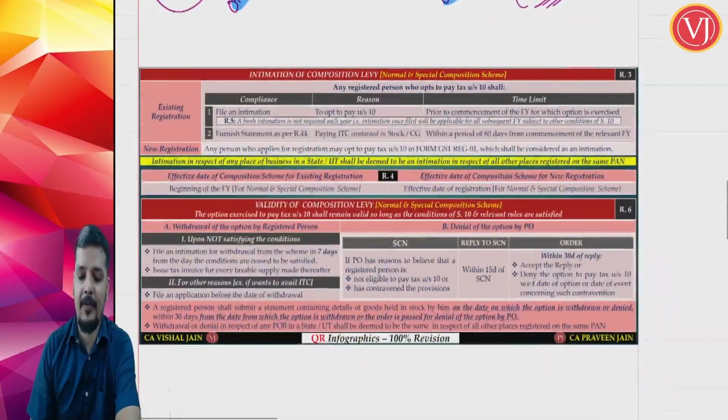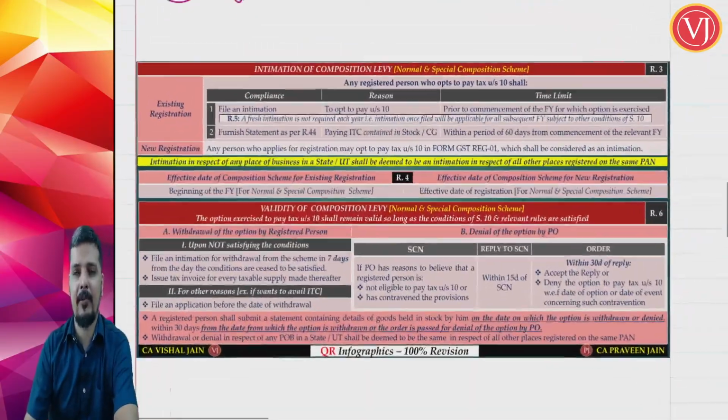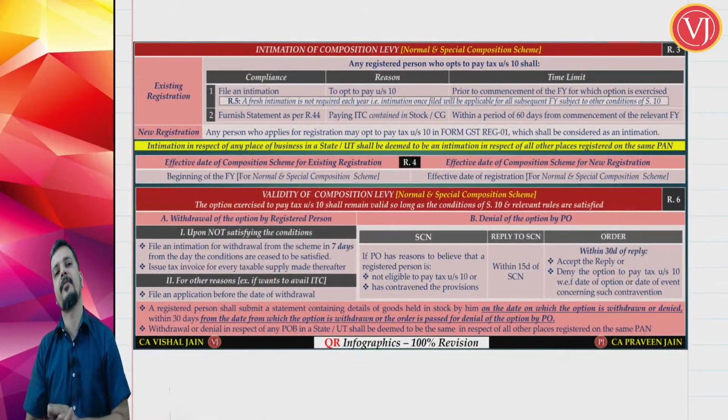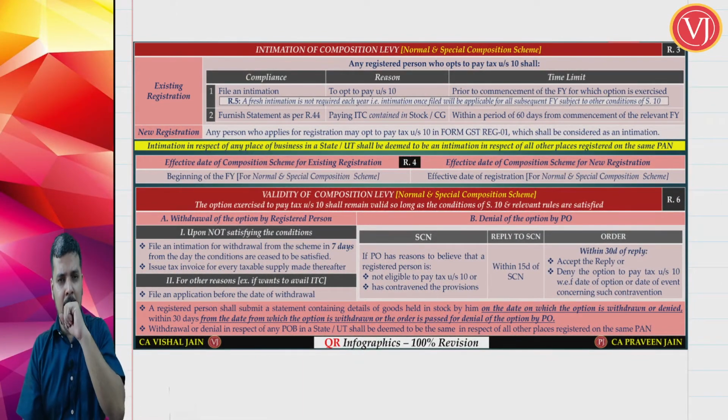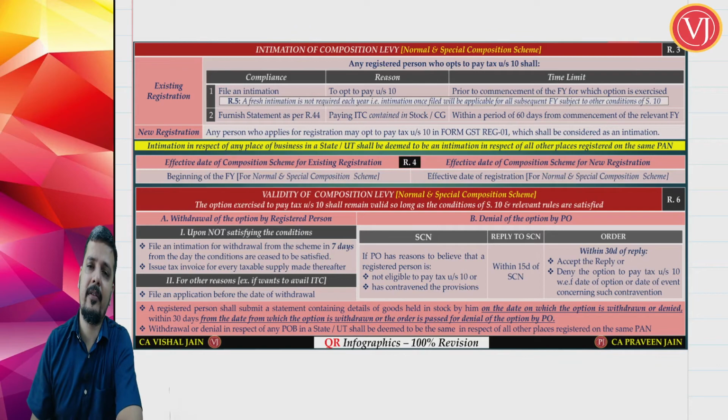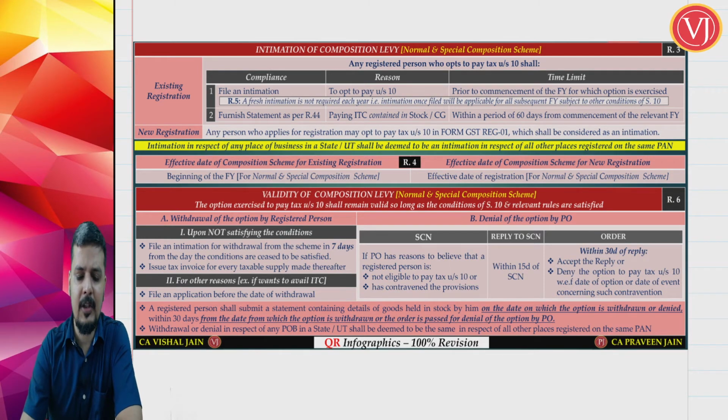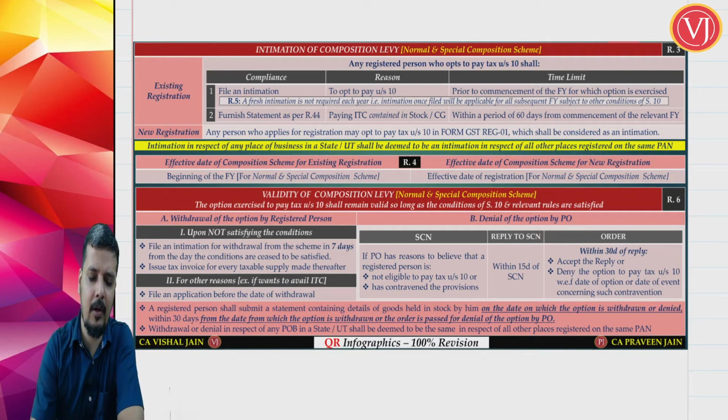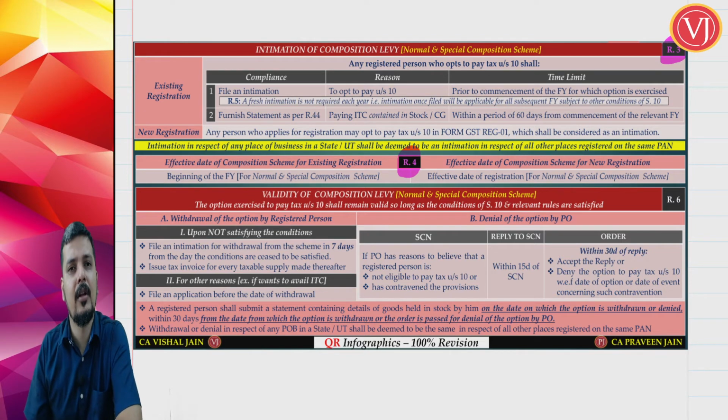Now we have seen when you can enter inside the composition scheme, and you have seen what the rate is. What is left out now is what about your entry point and what about your exit point? When you are entering it, rule 3 read along with rule 4, 5 you have already seen. When you are exiting it, it is rule 6, rate rule 7. Now, entry point. If you want to go for the composition scheme, the entry point is discussed in rule 3 read along with rule 4.